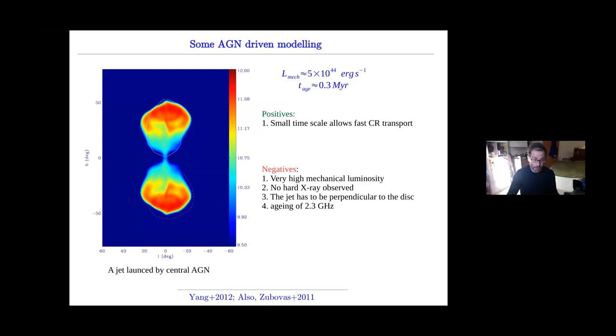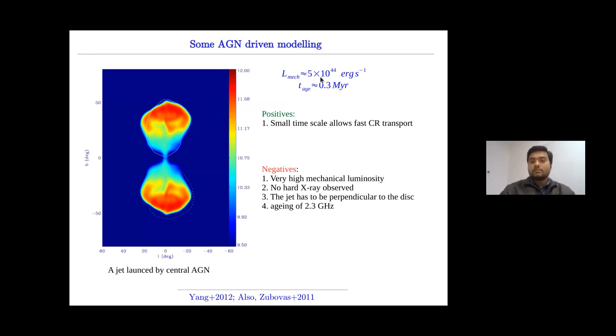So this is another model by Young et al. I think the authors are also here in the audience. They consider an AGN-driven model, and it's a simple model. They have cosmic ray diffusion, etc. You can see that this is also able to get the shape of the Fermi bubbles, and also the brightness of the Fermi bubbles.